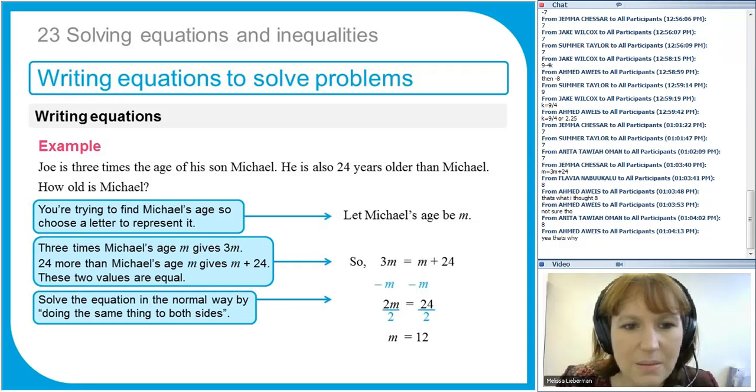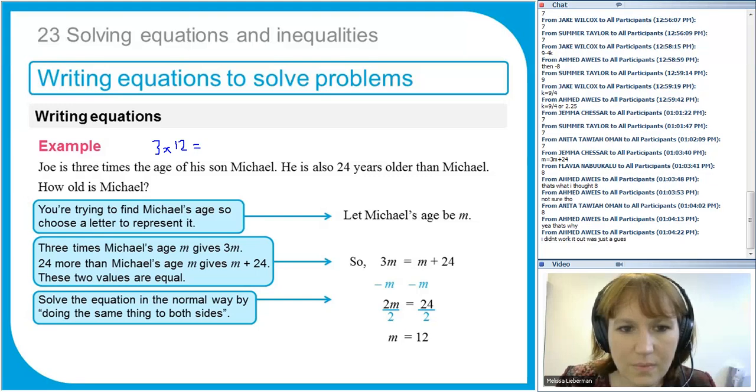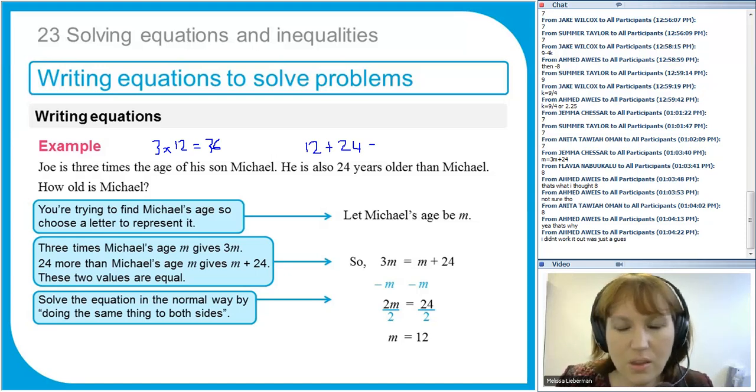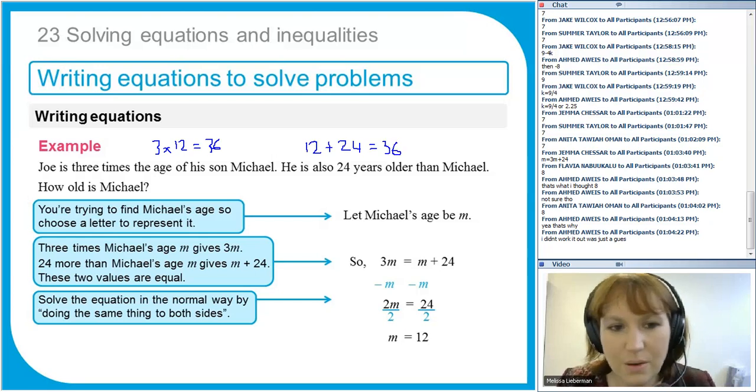So Joe's 3 times the age of his son Michael. 3 times 12 is 36. So he must have been 24 when he was born. And then he's also 24 years older than Michael. So 12 plus 24 also equals 36. So in other words, Michael's 12 and Joe is 36. So certainly there's enough information there to find out how old Michael is without even needing to work out how old Joe is. Or you just guessed it.